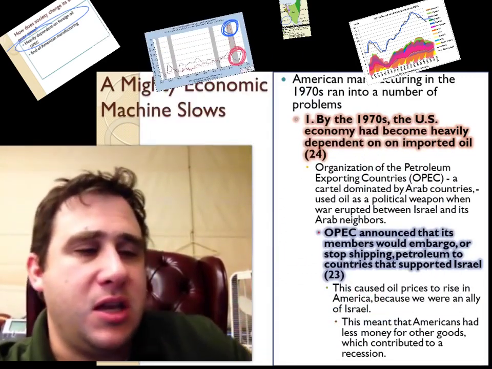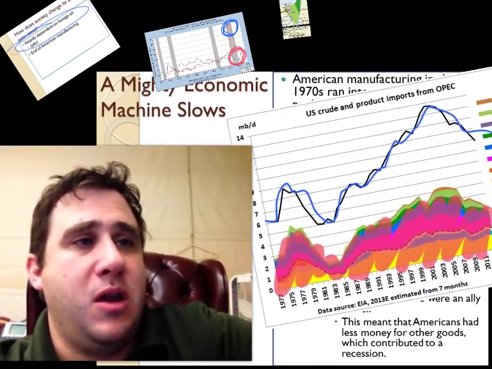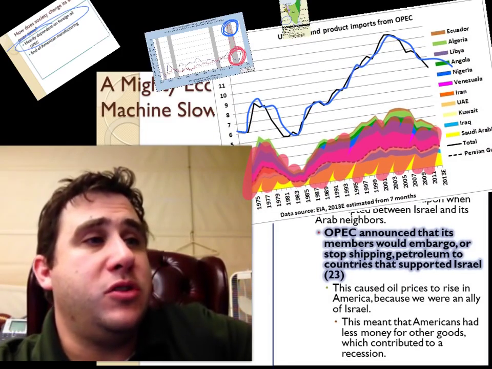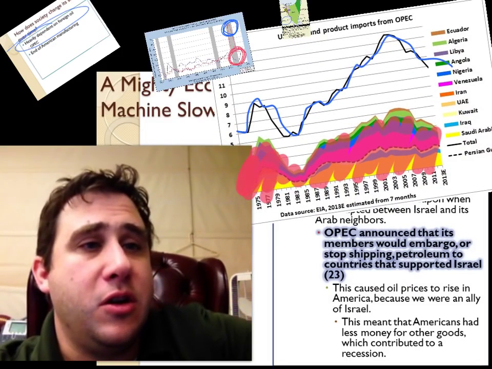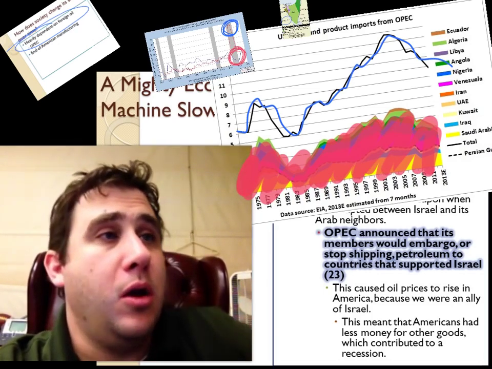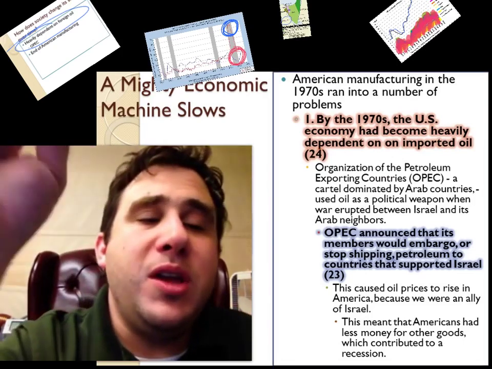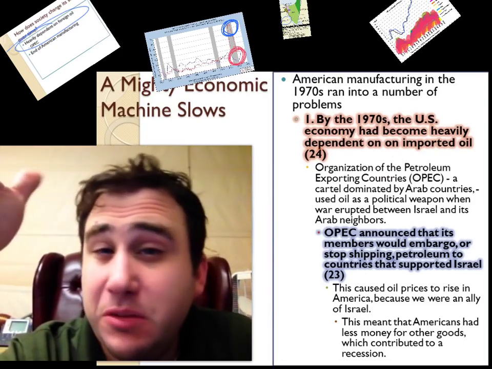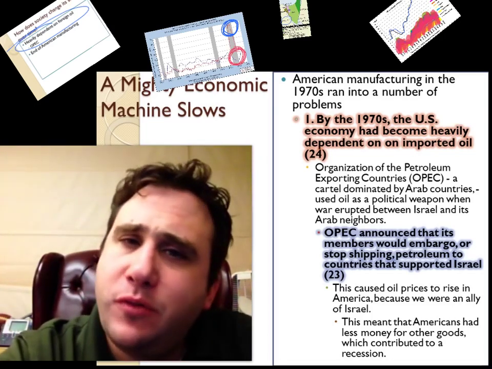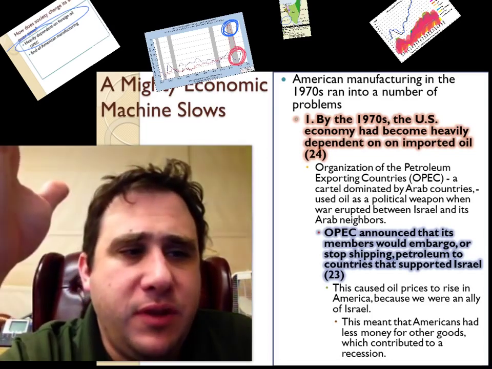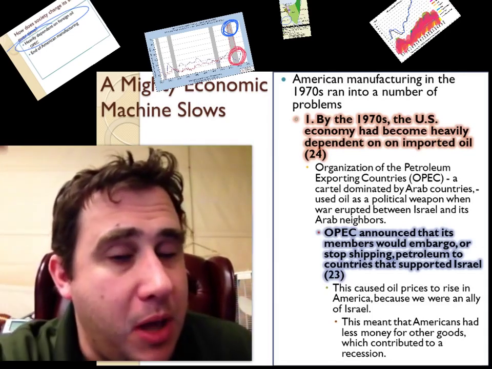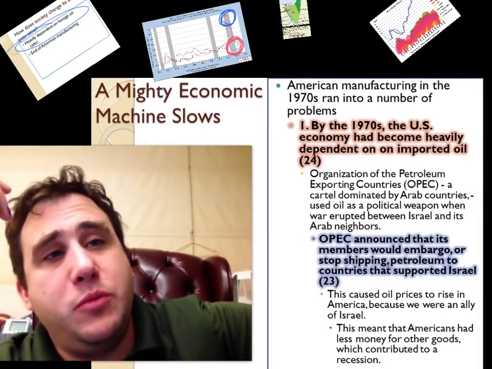What that means is if they're not shipping to us, America has to find some other place to get its oil from. Just imagine that all of that oil I highlighted in red is no longer available to us. Well, where are we going to get our oil? We need to find some other way to handle this crisis. Now, what's going to happen here? Well, if the price of oil rises, America's going to have less money to spend on anything else, and it's going to contribute to a recession because we're not going to be able to buy the things that we produce.